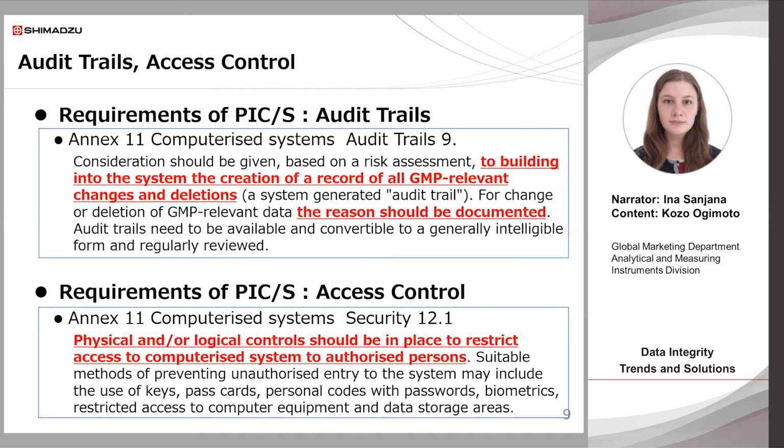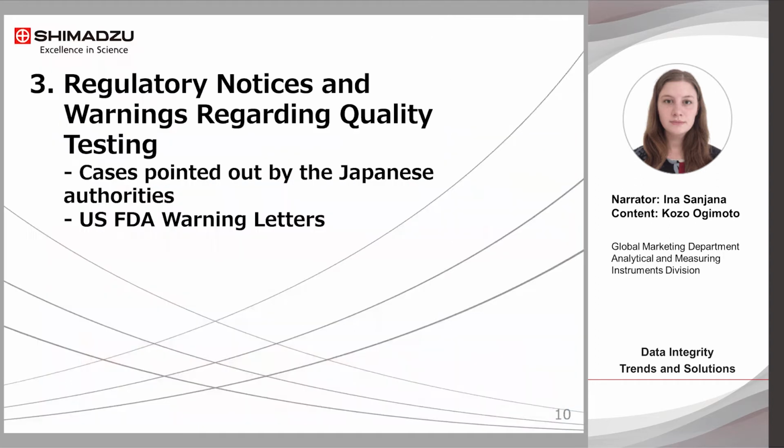These four basic requirements, that is, data protection, backup, audit trails, and access controls, are necessary to ensure data reliability. They are essentially the same as the requirements detailed in the US Part 11 and Japanese ERES guidance. Now I would like to introduce some real-life examples of warnings issued about quality testing. Here we'll look at examples from the Japanese authorities and the US FDA.